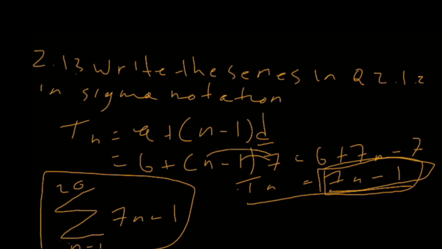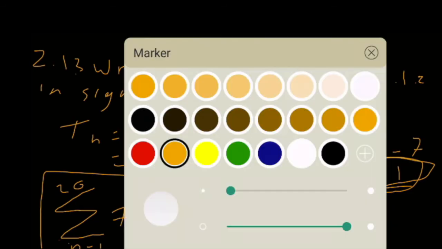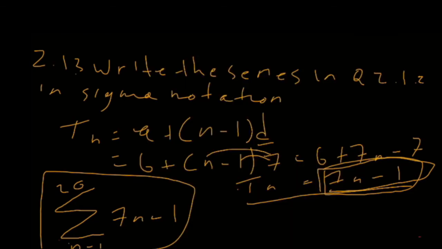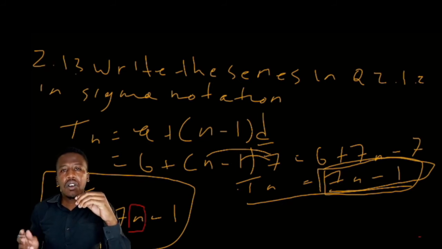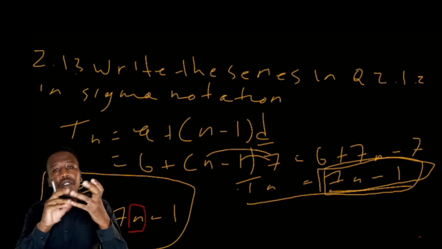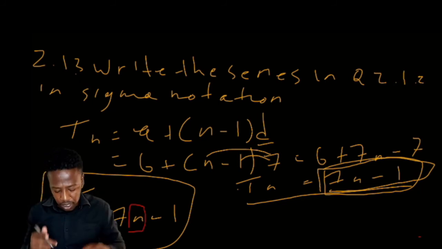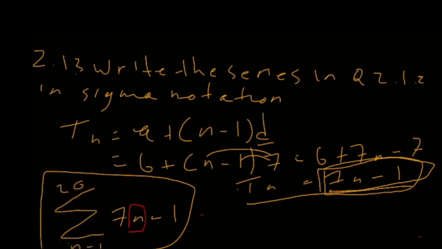Now, if you want to check whether your answer is correct, your notation is correct, you simply substitute the n with the first term, the second term, and third term. Just substitute the first 3 terms and check whether you get the same value of those first 3 terms. Let's start with the first term. n equals 1: 7 times 1 minus 1, which in this case is 6.